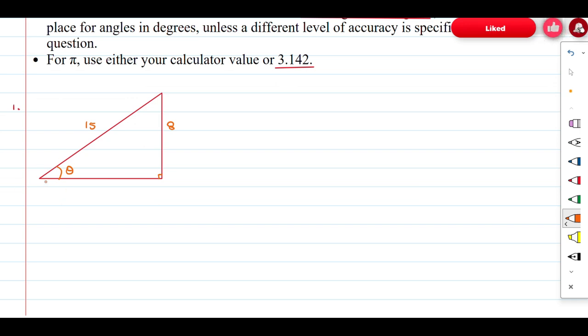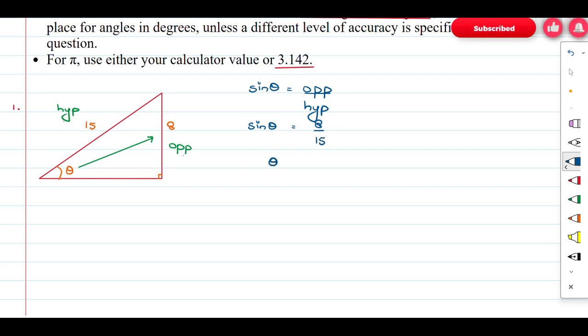Now we need to figure out this missing angle by using trigonometric ratios. Again, keep in mind that the side in front of the angle is always the opposite side and the inclined one is the hypotenuse. So which trigonometric ratio involves opposite and hypotenuse? Sine theta. This involves opposite over hypotenuse. So we can write sine theta equals opposite, 8, over hypotenuse, 15.